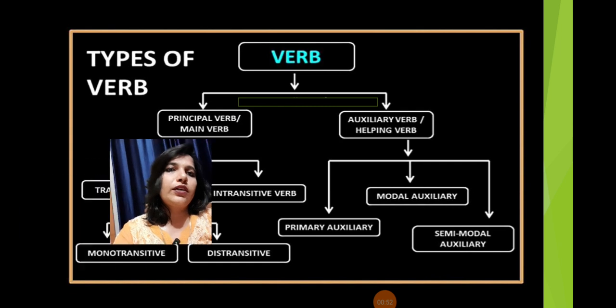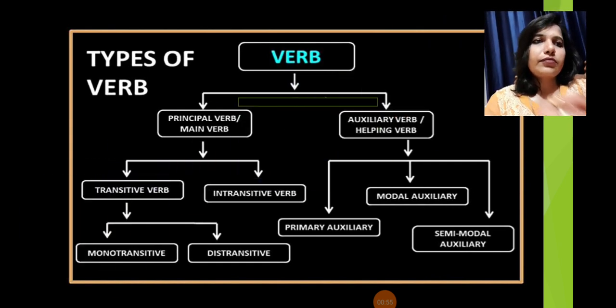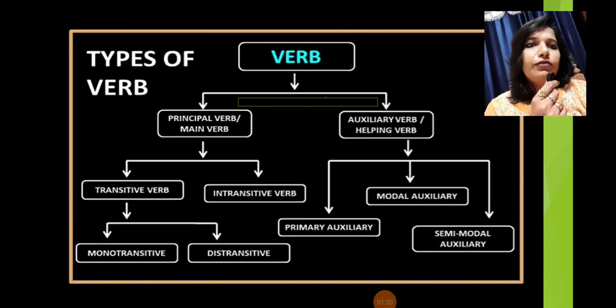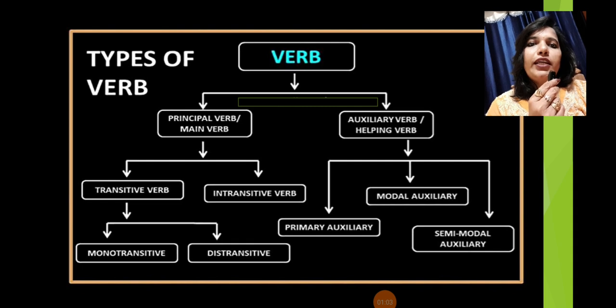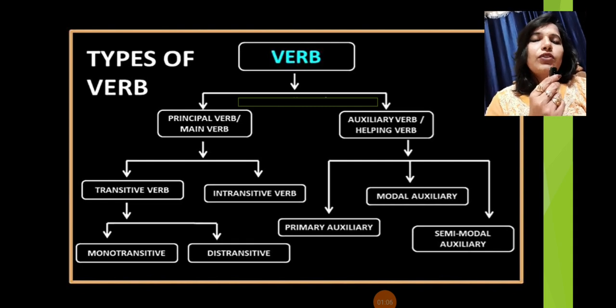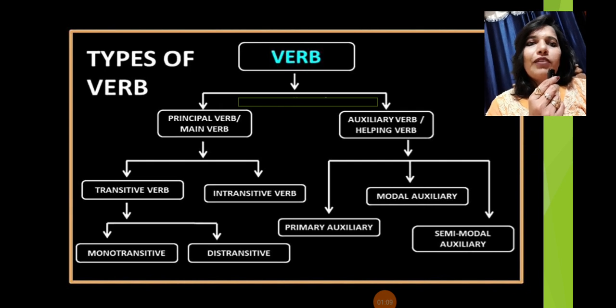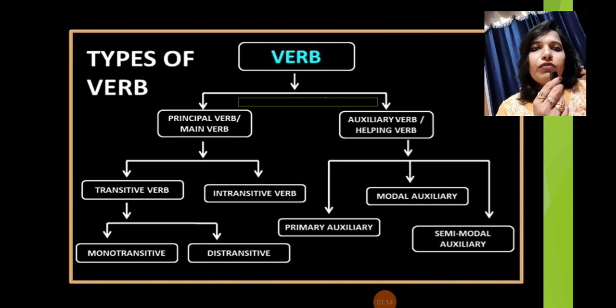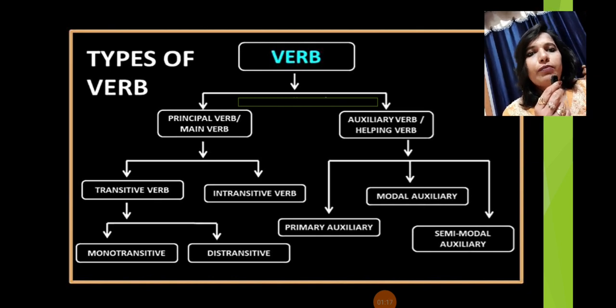So in types of verbs, the principal verb is first. The second one is the auxiliary verb. The principal verb can be called the main verb, and it is also called the lexical verb. Sometimes you should know this also: main verb, principal verb, lexical verb, they are all the same. Okay, so it can be divided into two parts, that is transitive verb and intransitive verb. And now again we can break transitive into two, that is monotransitive verb and ditransitive.